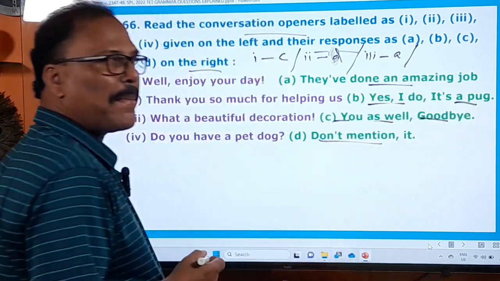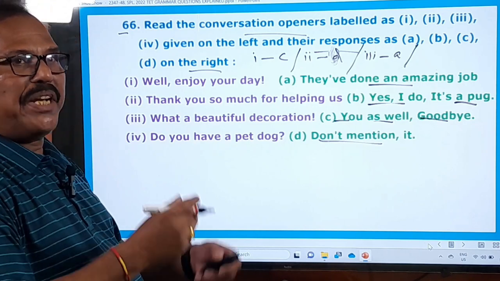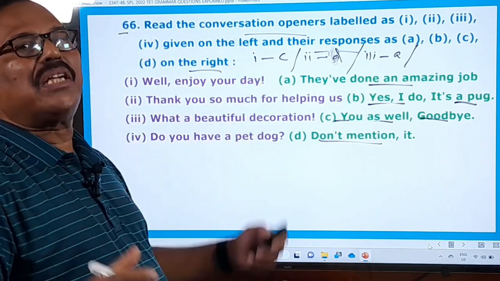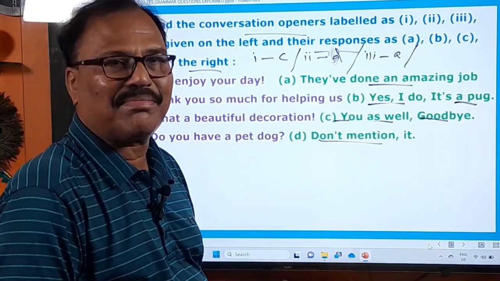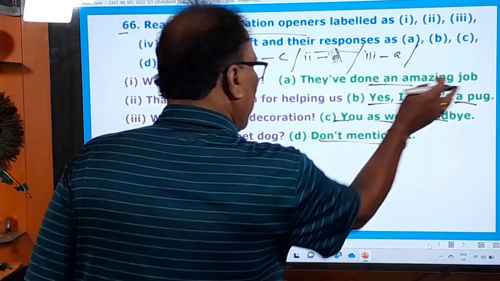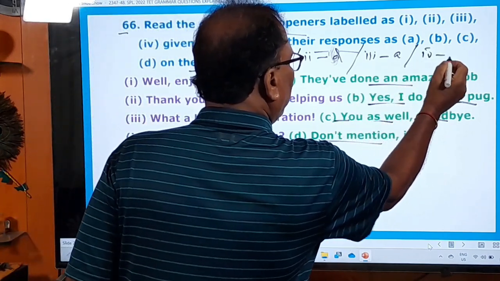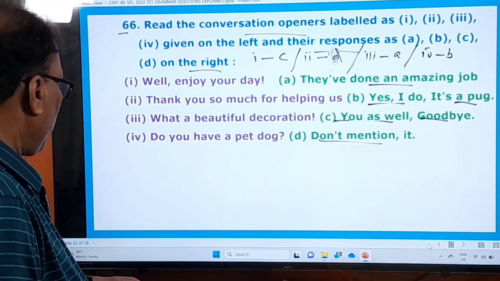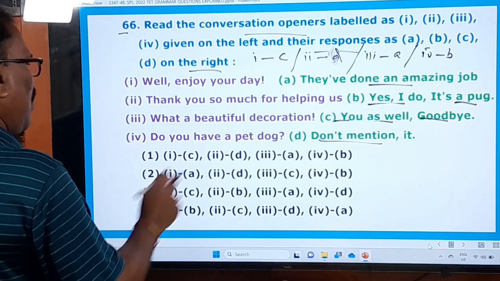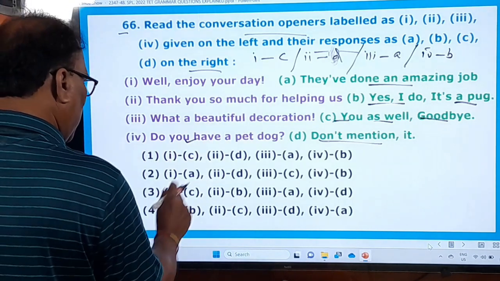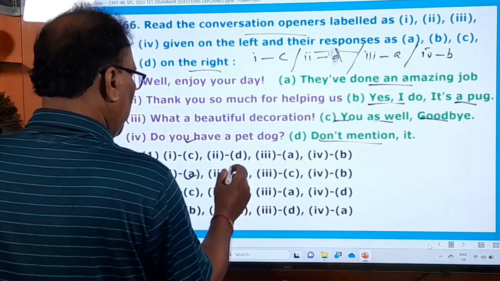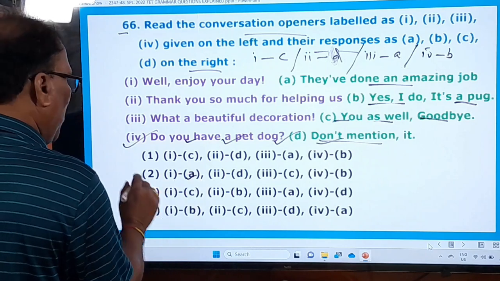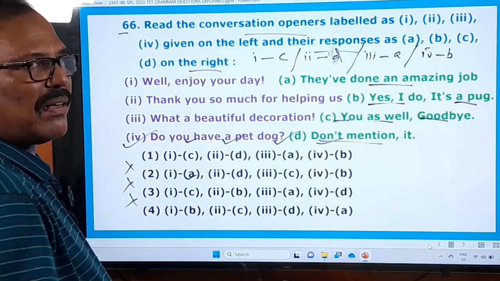It's a pug. Pug means a breed of small, sturdy, compact dog with a large wrinkled face, just like a hutch dog. That's called a pug. So here, the fourth one is matched with B. Let us see the answers. Options are given here. Now, 1C, 1C is there here. Here also 1C is there. 2D, that must be 2D. Okay, 2D is there. 3A is there. So the very first one is the answer, not the second, third or fourth one.